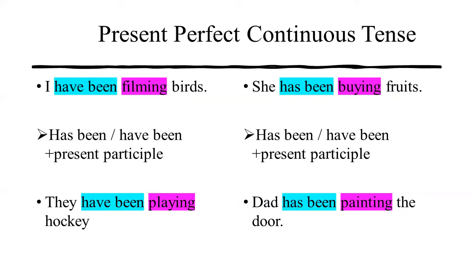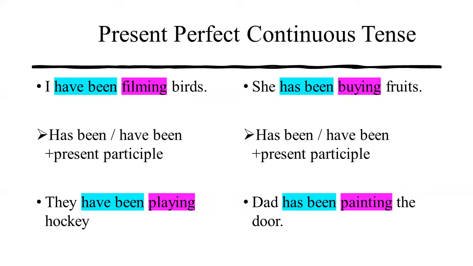As you can see on your screen, the present perfect continuous tense is formed using the auxiliary verbs has been or have been and the present participle form of the verb, that is, the first form of the verb plus ing. Look at the examples. I have been filming birds. As in previous slides, the auxiliary verb have been is highlighted in blue and the main verb, that is the present participle, is highlighted in purple.